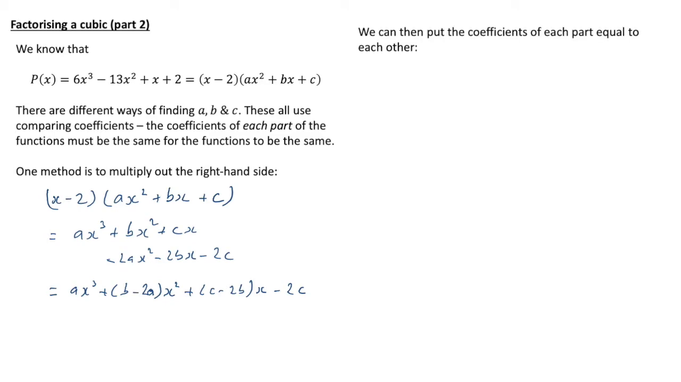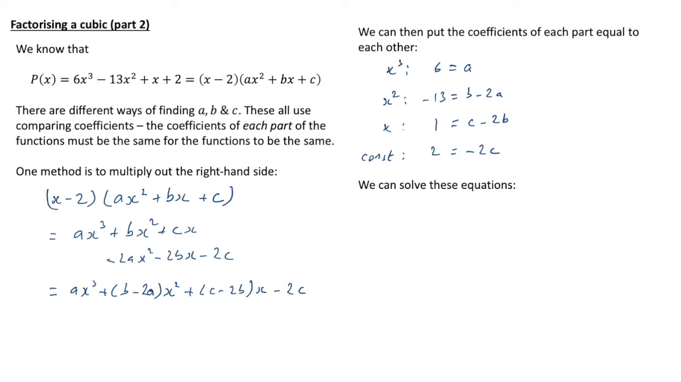Now what we can do is put the coefficients of each part equal to each other. So for x cubed, in the original we had 6, and in the new one we have a. For x squared we had minus 13 for the original polynomial, and we have b minus 2a for our factorised version. For x we have 1 equals c minus 2b, and for the constant we have 2 equals minus 2c.